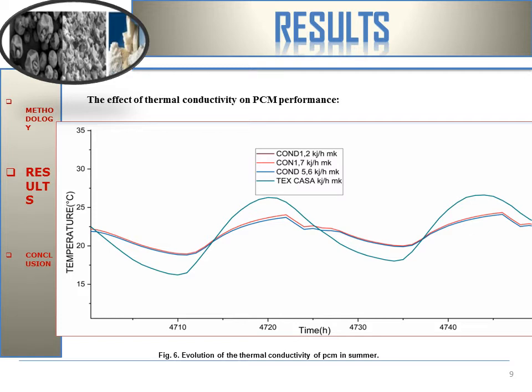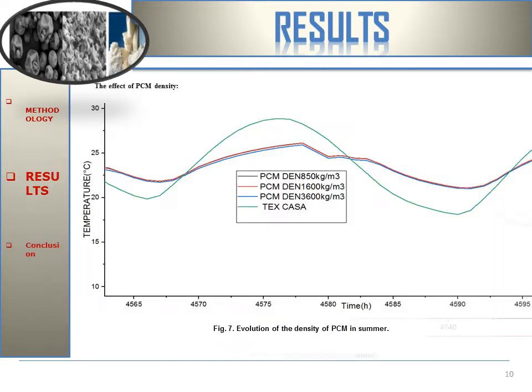So, the higher the conductivity, the lower the internal ambient temperature of the PCM, as the material conducts more heat. Figure 7 presents the evaluation of the density of PCM in summer. The density of the PCM is a parameter that directly affects the storage capacity, since it defines the concentration of heat that can be absorbed by the material when the density is increased.